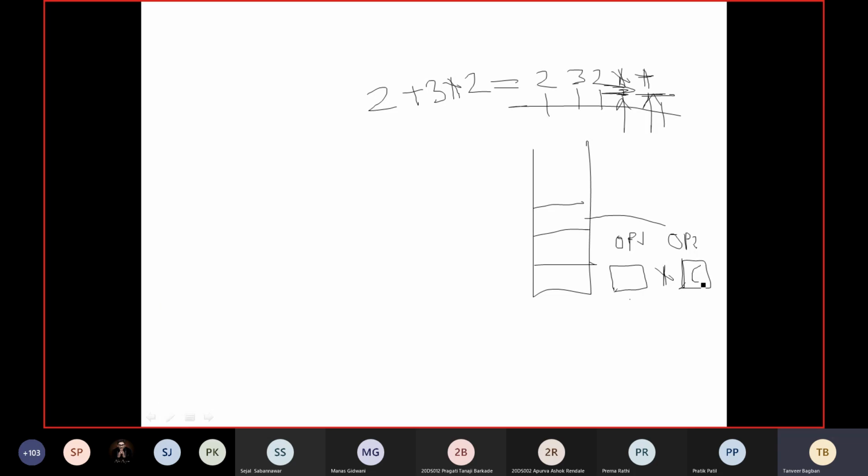So OP2 is 6 and 2. Now this is the operand plus. So plus is performed here, not multiplication, plus is performed. So it is going to be 2 plus 6, so it is going to be 8. Now see here, we perform this 3 multiplied by 2. So it's 6 plus 2, it is 8.